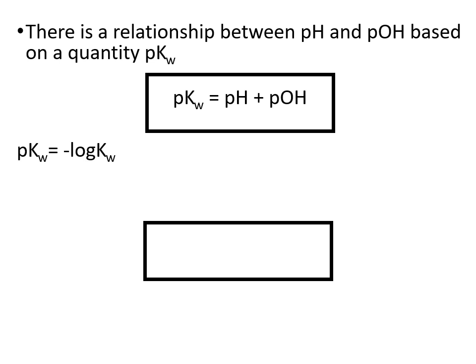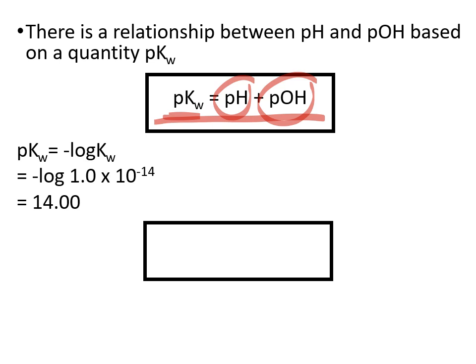We won't get into deriving this equation. It's fun to look up if you want, but we can relate pH and pOH through pKW. This is the logified version of KW. We know what KW is. It's 1 times 10 to the negative 14. Take the negative log of it, and that gives us 14. So pKW is 14, and pKW is equal to pH plus pOH.